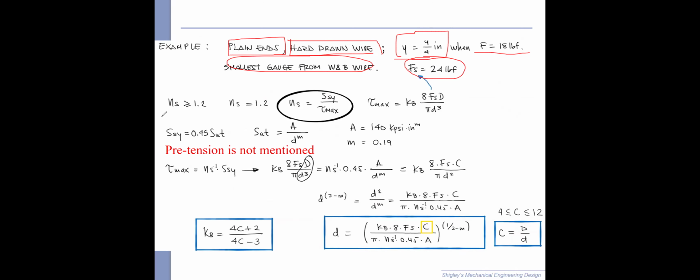And we define the safety factor has to be greater than or equal to 1.2. The definition of the safety factor equals SSY, the torsional shear yielding stress, divided by the maximum shear. And what we need to solve is the lowercase d, the wire diameter, what the wire diameter is.